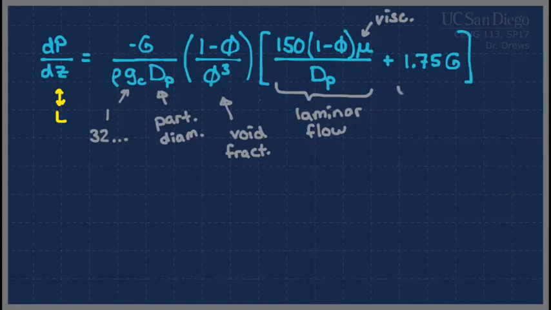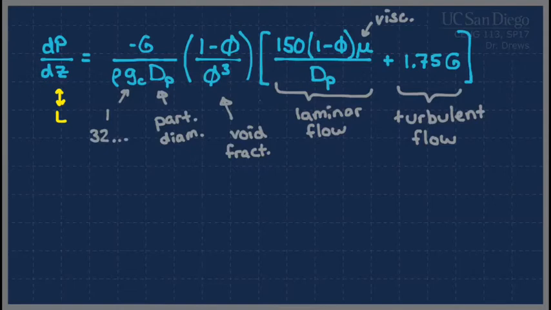This term over here is due to what's called turbulent flow. That's sort of the other option. If you're not laminar, then you're probably turbulent. And turbulent flow is just sort of the opposite, right? Instead of staying in one relative location all the way through the tube, now you're jumbling around. You're moving up and down. You're even moving forwards and backwards a little bit. Generally, things are much more chaotic.